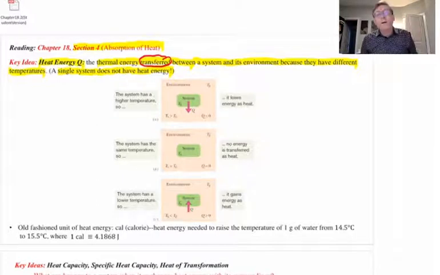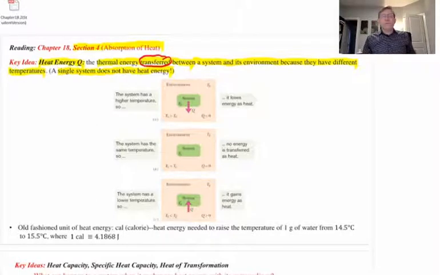Okay? Remember the other way we transfer energy between a system and its environment is work. Right? Work is a way to transfer energy between system and environment, and now heat is a way to transfer energy between system and environment. Work's transfer is because of a force. Heat transfer is because of a temperature difference. And just like we wouldn't say that block has 10 joules of work, we wouldn't say that block has 10 joules of heat.